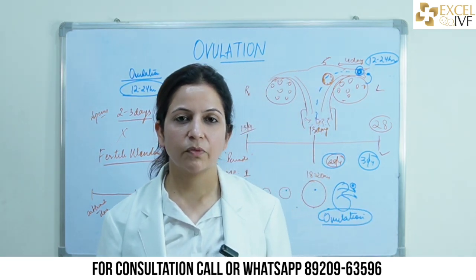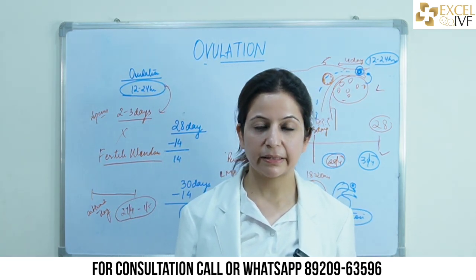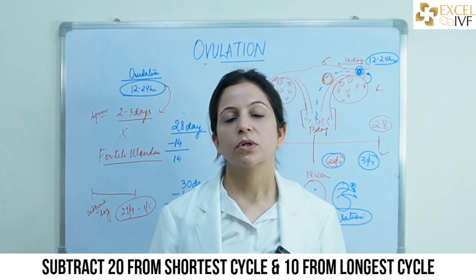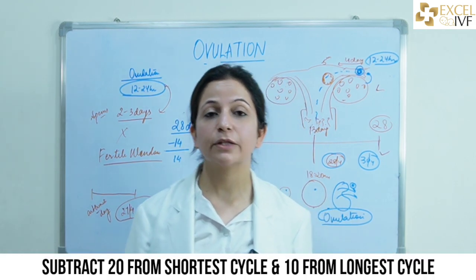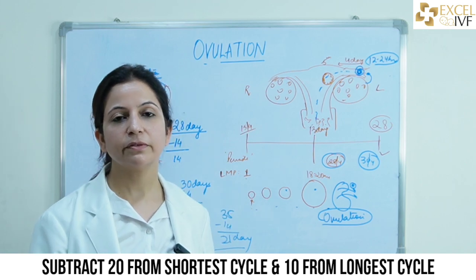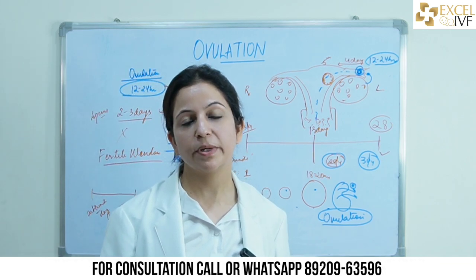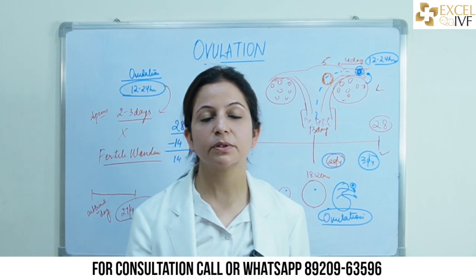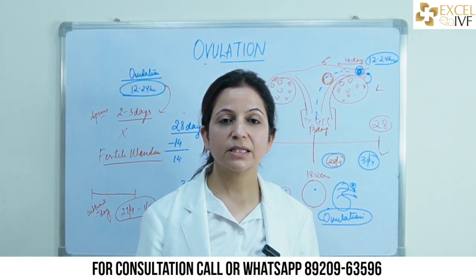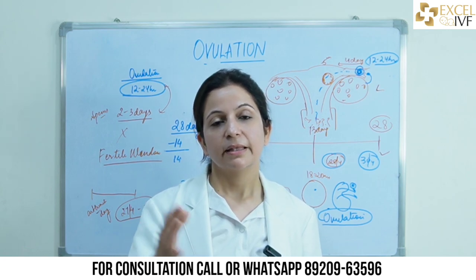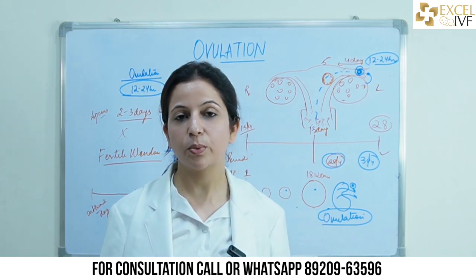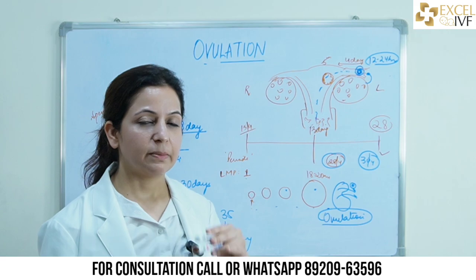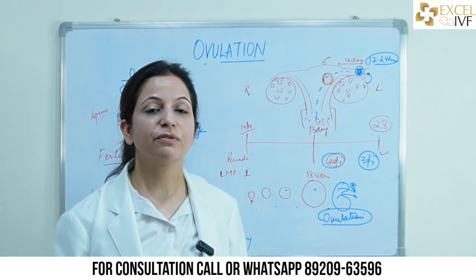So for such women, a very vague idea they can get by subtracting around 20 from the shortest cycle and 10 from the longest cycle. So 35 minus 20 will come out to be 15, and subtracting 10 from the longest cycle, which is 45, it becomes 35. So she has a very broad or vague window in which she has to have intercourse. To make it very precise, we have some aids, some signs and symptoms that can help you to determine your phase of ovulation.